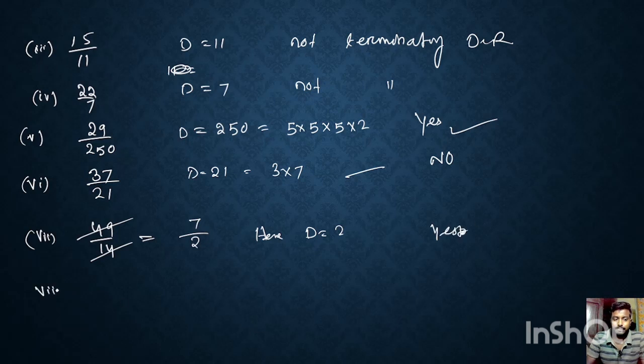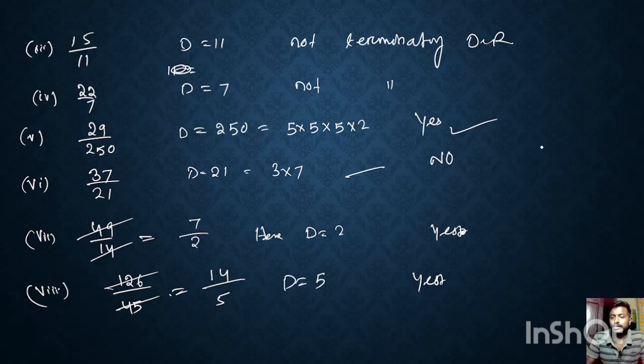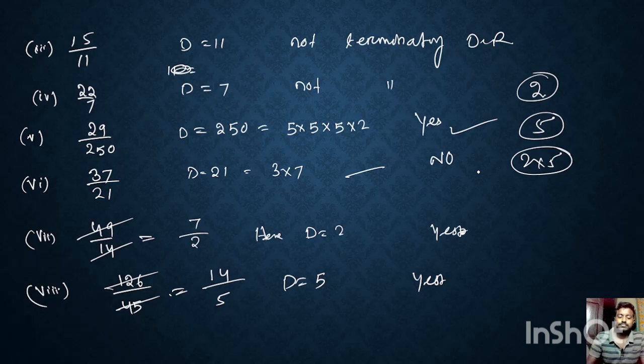Now B3I, 126 divided by 45. So here also it is not in standard form, that's why first convert. 9 1s are 9, 9 4s are 36, 9 5s are 45. So here it is, yes, a terminating decimal representation because the denominator is 5. Okay, we know that only 2, or only 5, or 2 into 5 in the denominator is called having a terminating decimal representation. Other than that is not a terminating decimal representation. Okay, clear now.